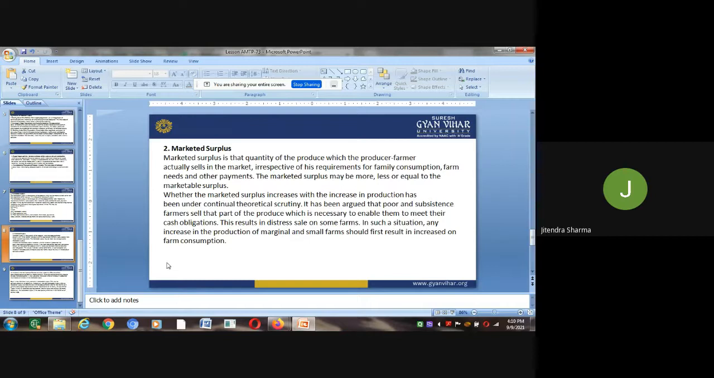Whether the marketed surplus increases with the increase in production has been under continual theoretical scrutiny. It has been argued that poor and subsistence farmers sell the part of the produce which is necessary to enable them to meet their cash obligations. This results in distress sales on some farms. So in such a situation, any increase in the production of marginal and small farms should first result in an increase in farm consumption. Because of these reasons, sometimes this happens.